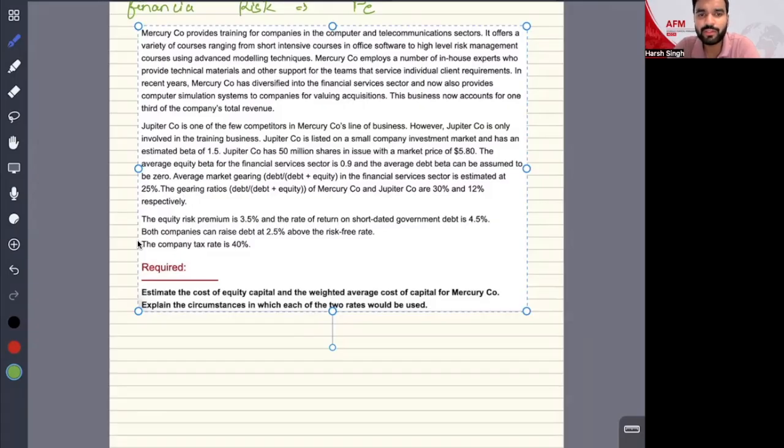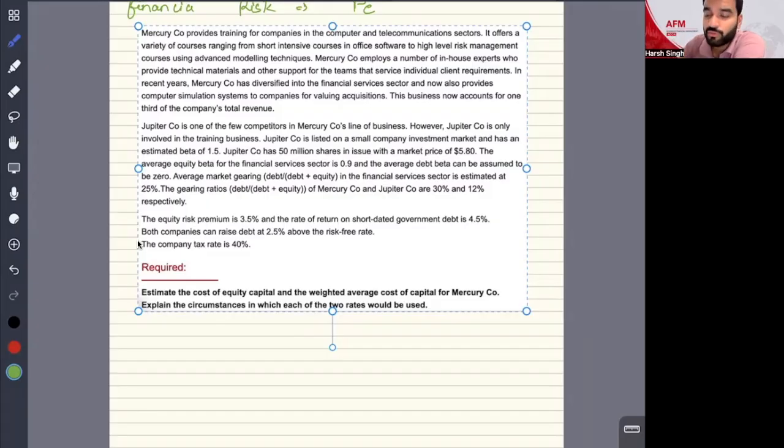The average equity beta for the financial sector is given, and the average debt beta can be assumed to be 0, which is a good point for us. Average market gearing in the financial sector is estimated to be 25%. This is the financial sector. Okay, above one was the communication, and now we have financial. Both the data is given.